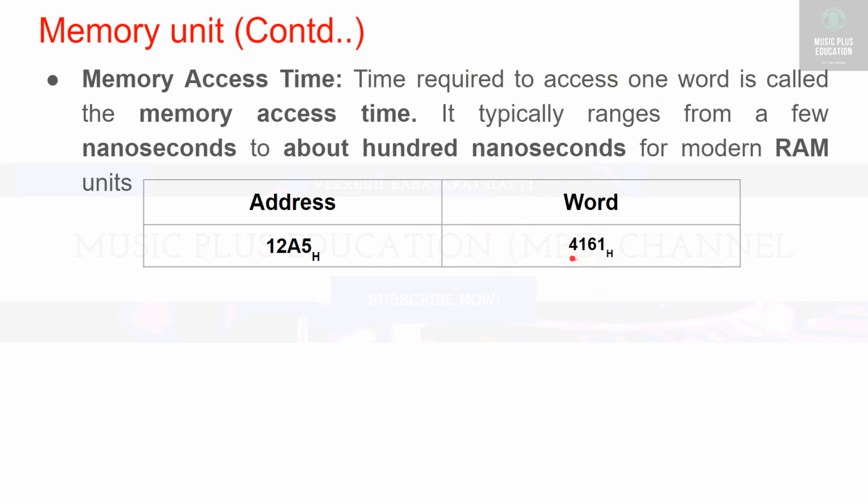It means that if the processor takes 1 second to access a particular word, then the memory access time is 1 second. However, it is not 1 second. It typically ranges from a few nanoseconds, a fraction of a second. Nanosecond means 10 raised to minus 9, to about 100 nanoseconds for modern RAM. Nowadays 100 nanoseconds is only a fraction of a second. That is 10 raised to minus 9, meaning 0.00 with zeros followed by 1. So within a fraction of a second, the processor can fetch the data from the memory.